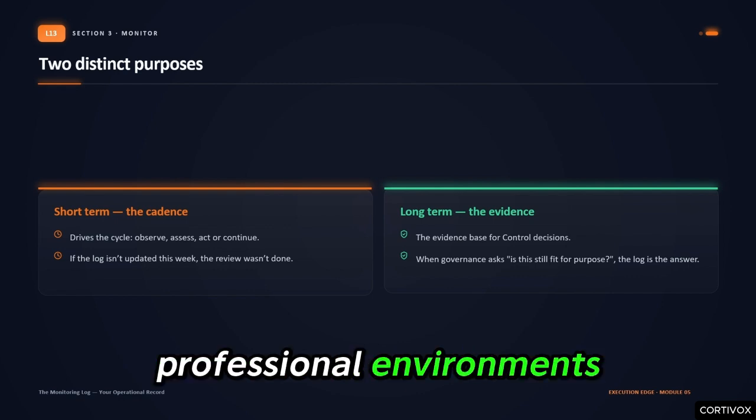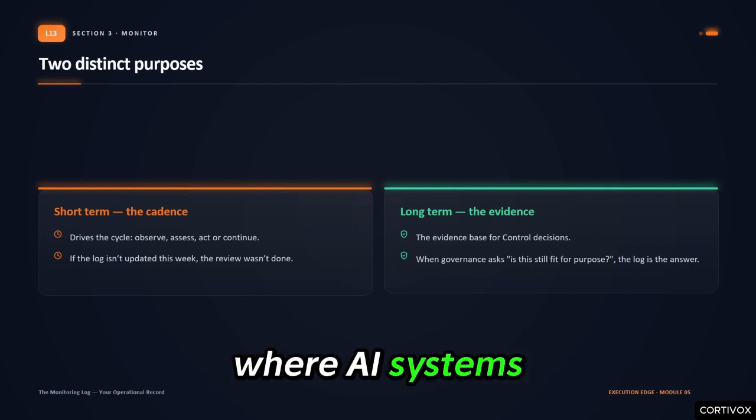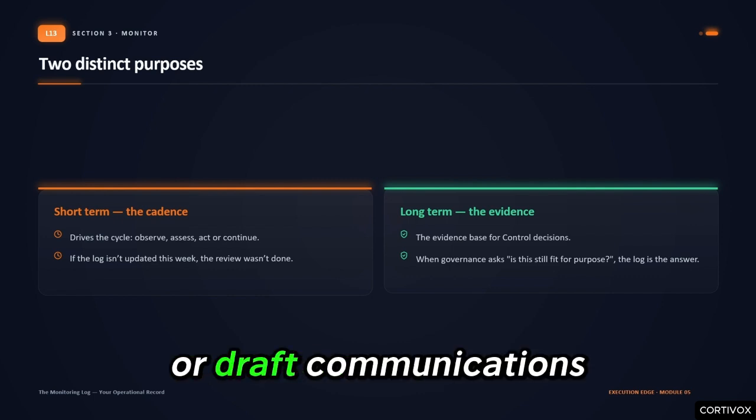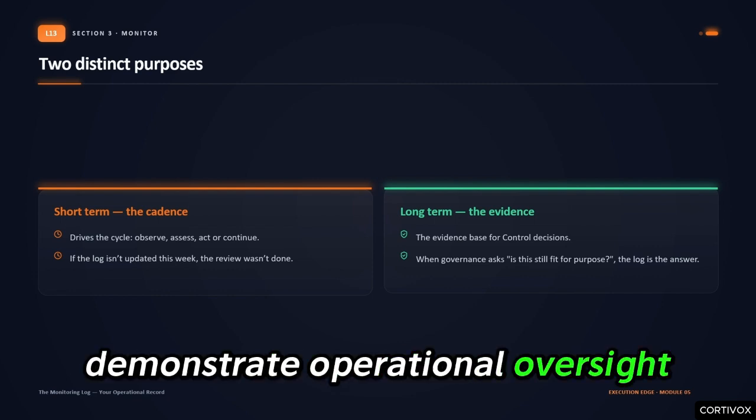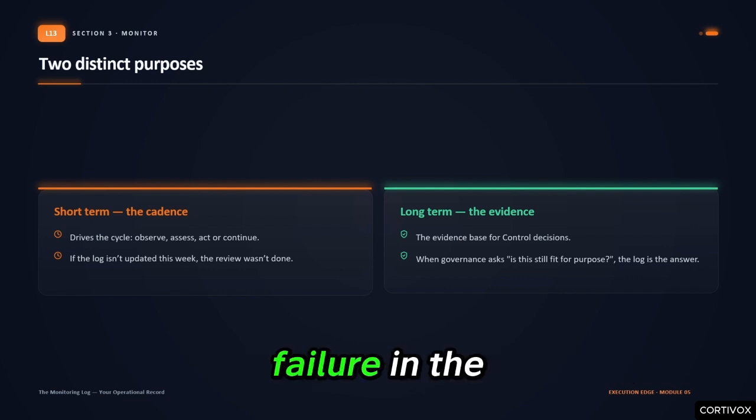In professional environments where AI systems make recommendations, produce reports, or draft communications that affect real decisions, being unable to demonstrate operational oversight is a governance failure. In the next lecture, I show you how to build and maintain a monitoring log in a 15-minute setup.